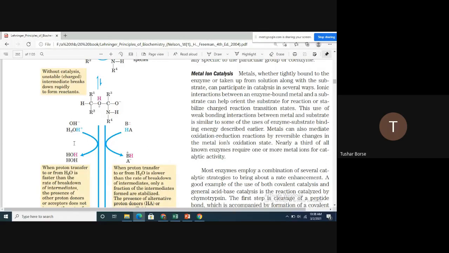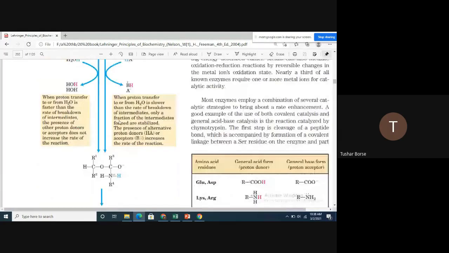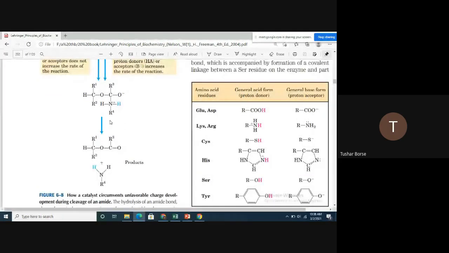conditions. So you can see on one side, it is the water which is used as a donor or acceptor. And on the other side, any functional group could be there which can act as a donor or acceptor. So by the involvement of this water or any donor or acceptor, this unstable structure which has been formed can be converted into the products here, right? So it's the Lehninger book, you can go to it and refer to this, right? So this is how the rearrangement can take place and the two products can be formed here.